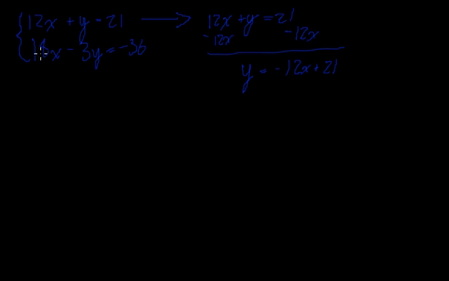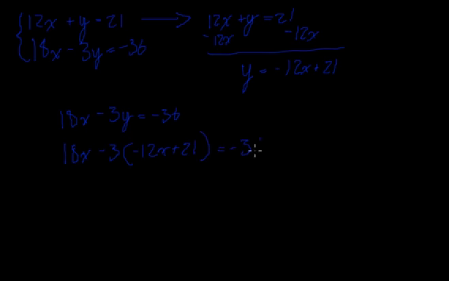Now we want to use the second equation, so let's bring that down. We have 18x minus 3y is equal to negative 36. Since this is substitution, we substitute this value for y, which is negative 12x plus 21.